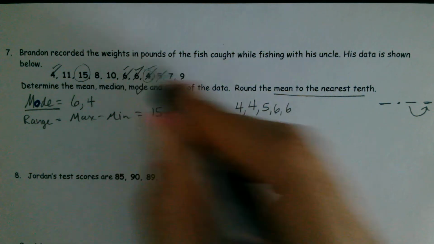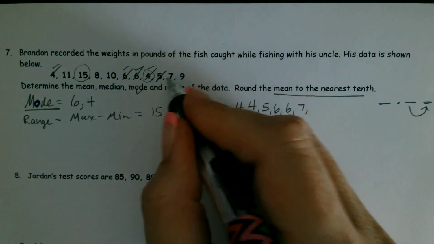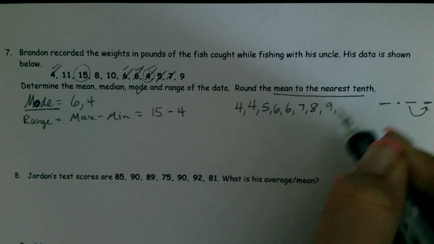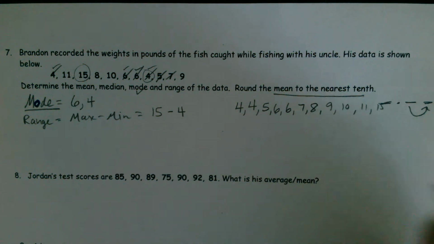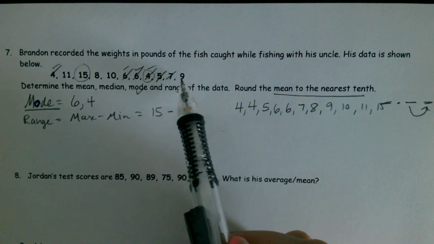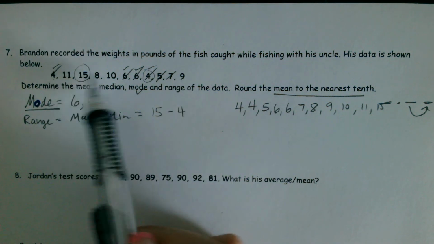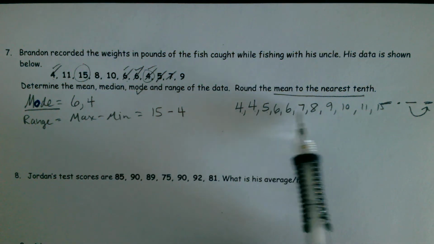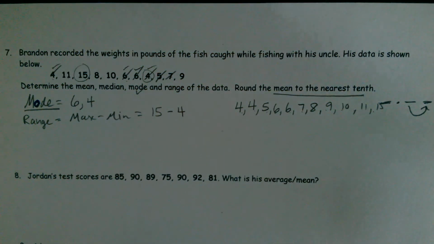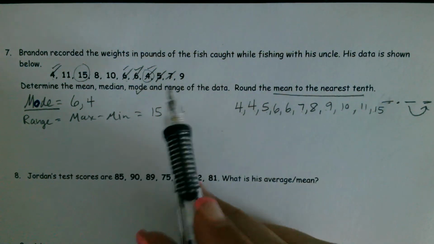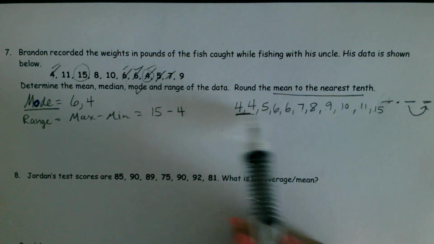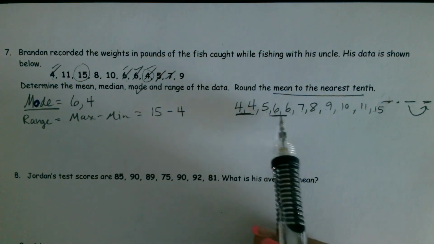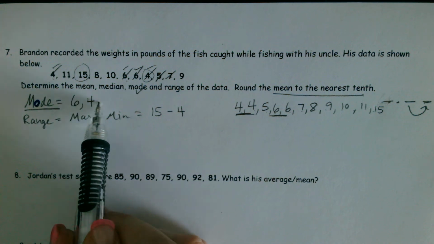So I'm going to go ahead and put them in order. 7, 8, 9, 10, 11, and 15. And I'm going to make sure that I count: 1, 2, 3, 4, 5, 6, 7, 8, 9, 10, 11. 15 ran in over here. So I'm going to count when I put them in order to make sure I've got all the numbers. So you can see I have a mode: 4 occurred twice and 6. So my mode is actually 6 and 4.